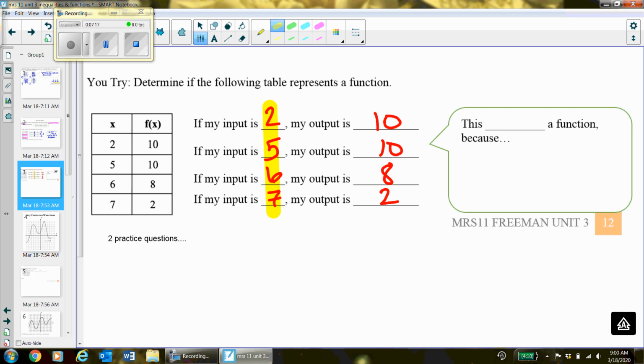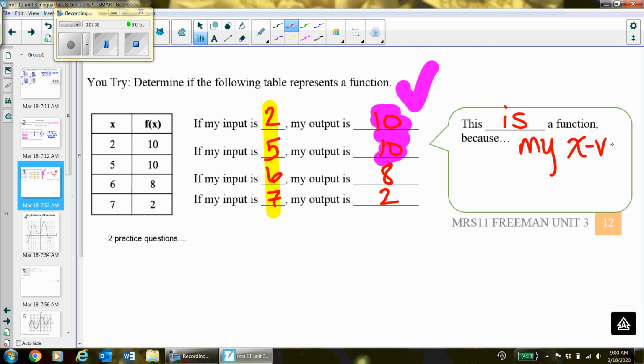All right, now it is okay that my y value is repeated. That's perfectly fine. And it's also great that my x values did not repeat because this tells me that this is a function because my x values do not repeat.